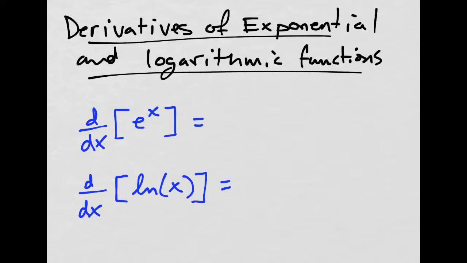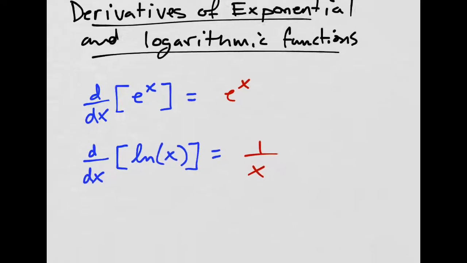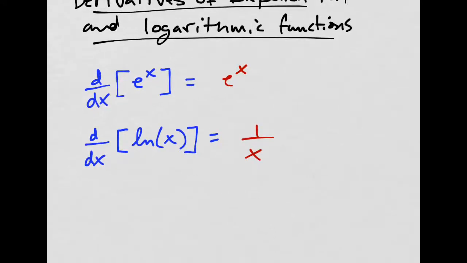So these are the two basic ones, and I feel like you might already remember them. This one just says the derivative of e to the x is e to the x. That doesn't change at all. And then the derivative of the natural log of x is 1 over x. And then you can use the chain rule on any of these.